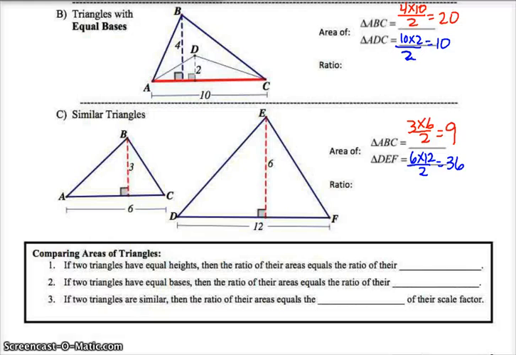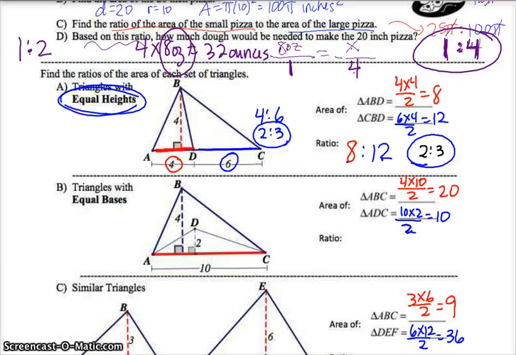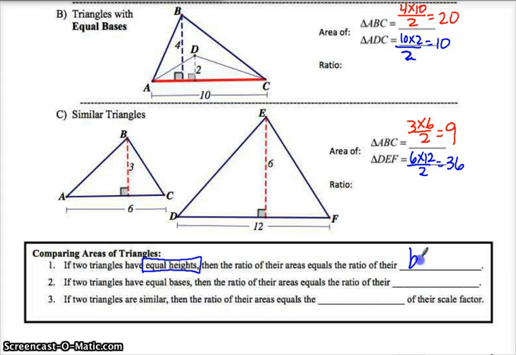So if we look down here at this first sentence, it says comparing areas of triangles. If two triangles have equal heights, then the ratio of their areas equals the ratio of their, well, look at that. They had equal heights of 4. The ratios of their areas, 2 to 3, were equal to the ratio of their what? What do the red and the blue represent? That represents the bases. So the ratio of their areas equals the ratio of their bases.